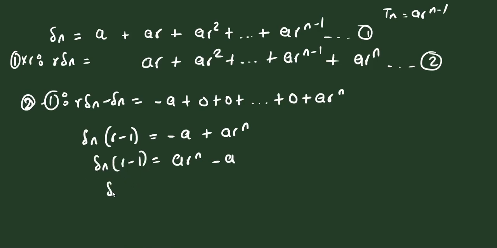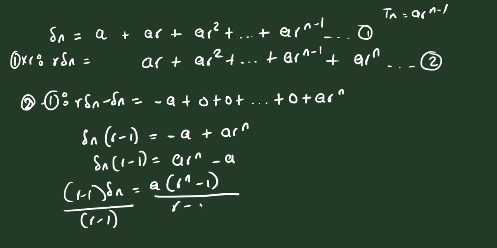Then you can take out a as a common factor. You have a times (r^n minus 1). Then you can divide both sides by r minus 1. Remember, we had r minus 1 here, so we divide both sides by r minus 1. Therefore, your Sn would be a times (r^n minus 1) all over r minus 1. Then you have proved it.